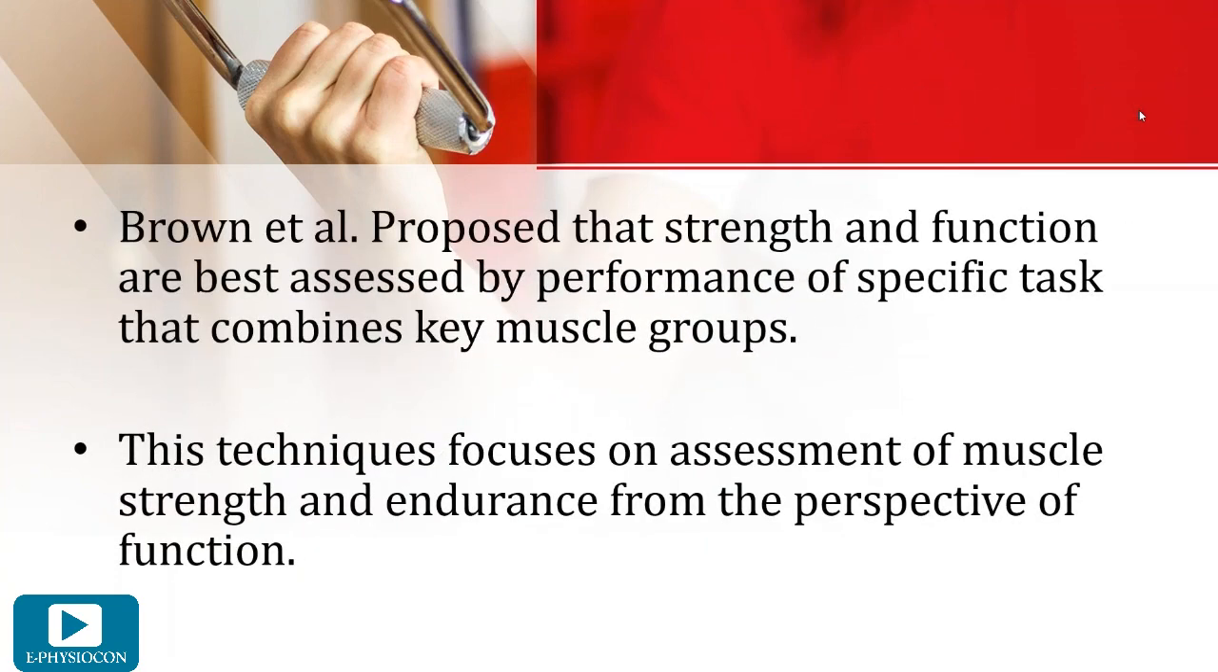First, Brown et al. proposed that strength and function are best assessed by performance of specific tasks, like picking an object, jumping, sit to stand, that combine key muscle groups. For example, if we take a task like picking an object from the floor, that includes my trunk muscles and my shoulder muscles, large combined key muscle groups. So by giving a task, we can check the functional strength of the muscles. The technique focuses on the assessment of muscle strength and endurance from the perspective of function.